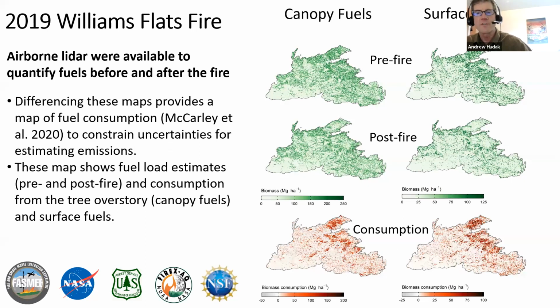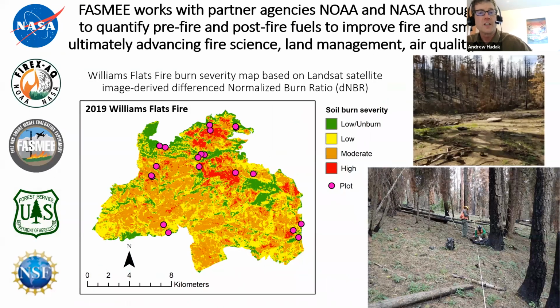Another reason it gives me confidence in these maps is the pattern of consumption. Where consumption is higher, where you see the warmer colors, that should correspond to higher severity, right? Because that's where more heat was released and you would expect more fire effects. And indeed, if you look at the traditional delta NBR map, you see a very similar pattern as in our consumption maps.